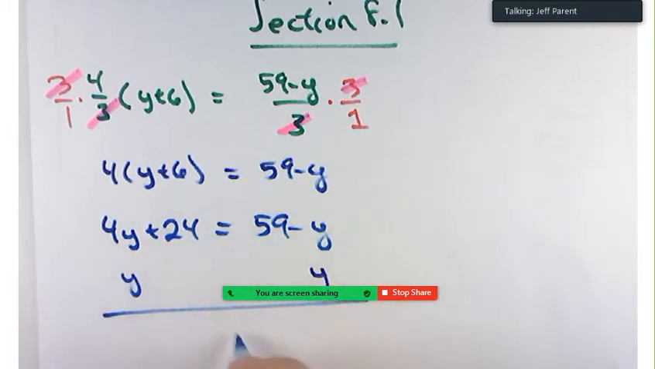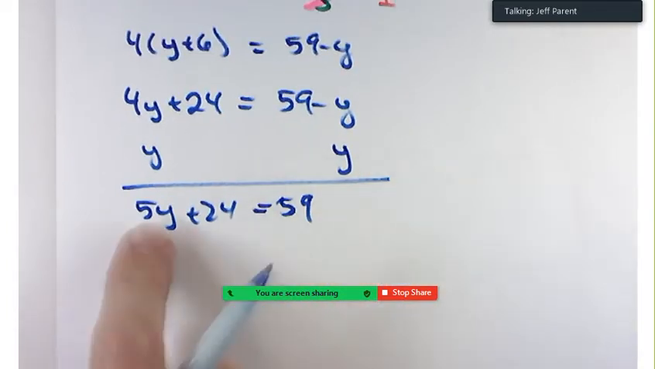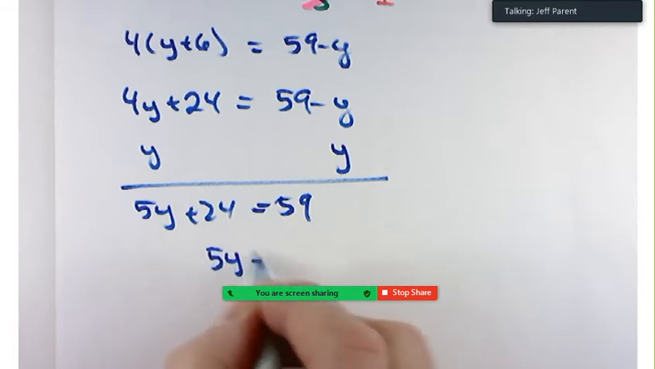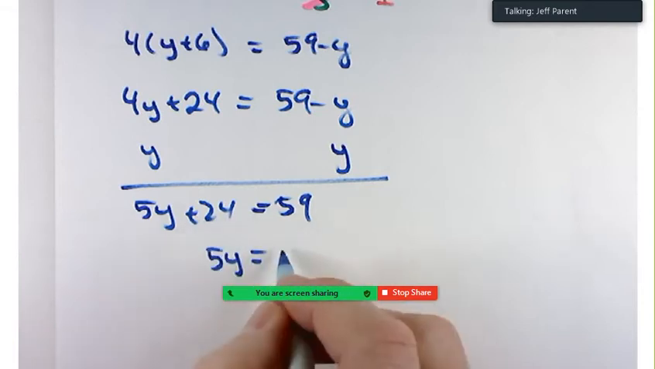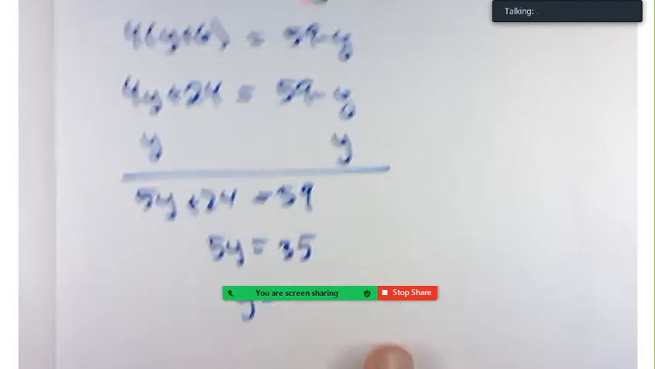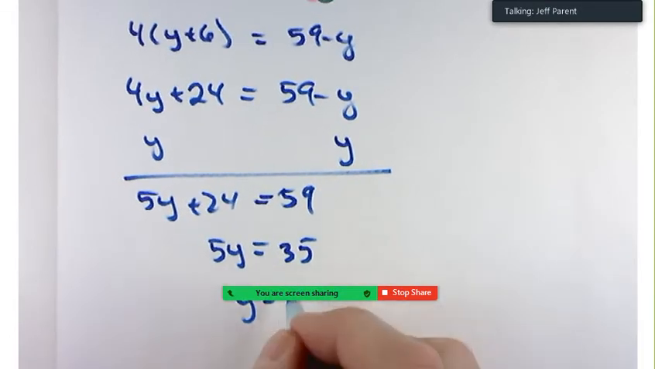That cancels, leaves me with a 59. Over here, I've got 5y plus 24. Okay, so I got my variable on one side. Let's get everything else to the other side. So 5y equals, well, if I subtract 24, that's going to be 35. Divide both sides by 5. What does y equal? 7.